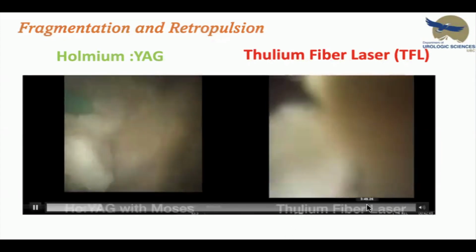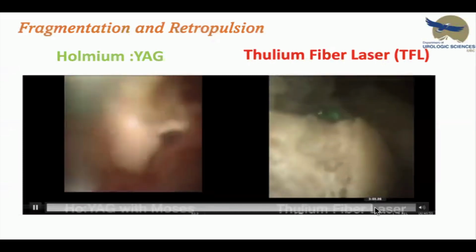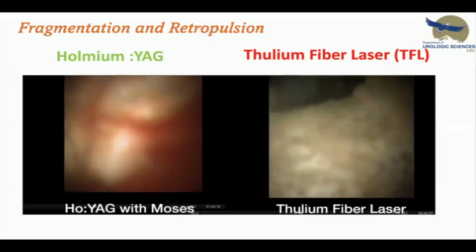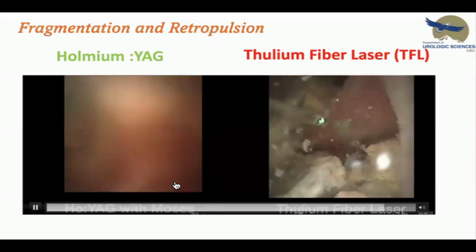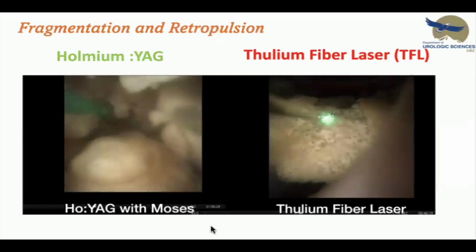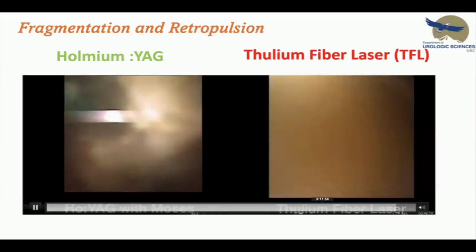I want to show you, after a while in the case, we talked about the wavelength and its absorption in hemoglobin. This is why thulium fiber laser is more hemostatic. We see here how it started to bleed with the holmium Moses, and still very clear vision with the thulium fiber laser.